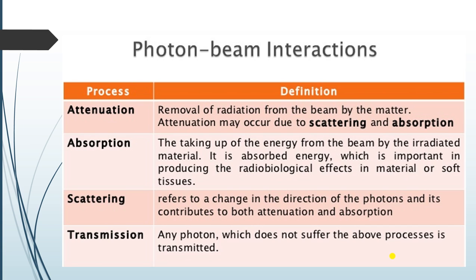Then there is scattering. As we discussed, the radiation goes in different directions. Whatever the radiation, or EMR, falls onto a particular substance, it then propagates in different directions, changing the direction of the photons, and it contributes to both attenuation and absorption.